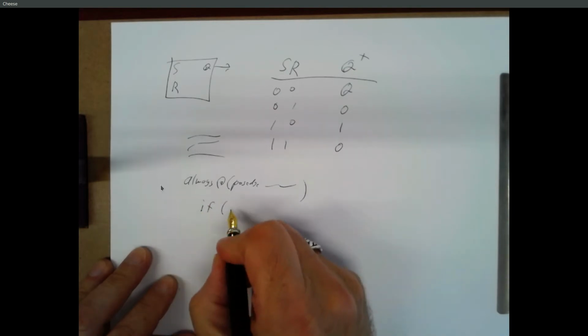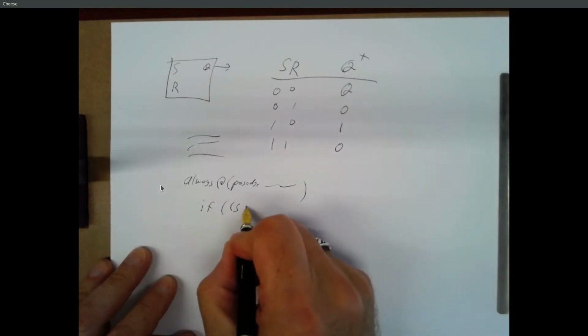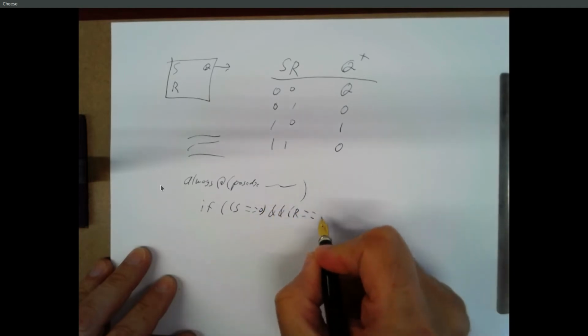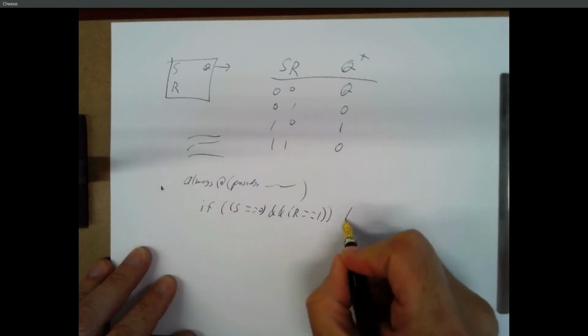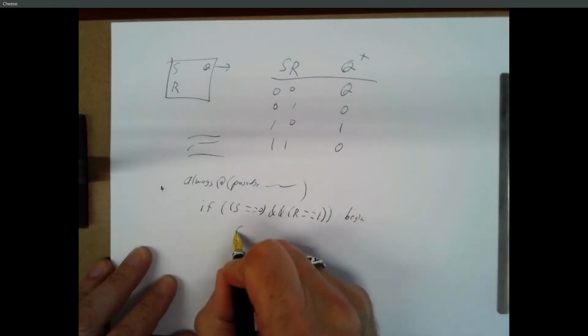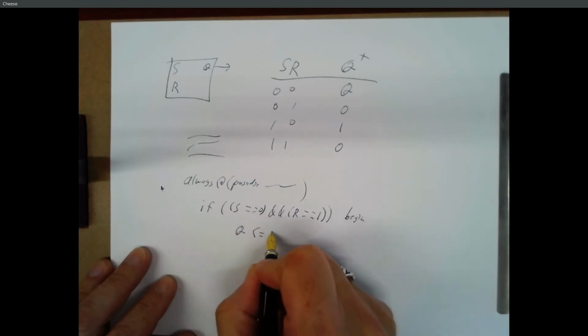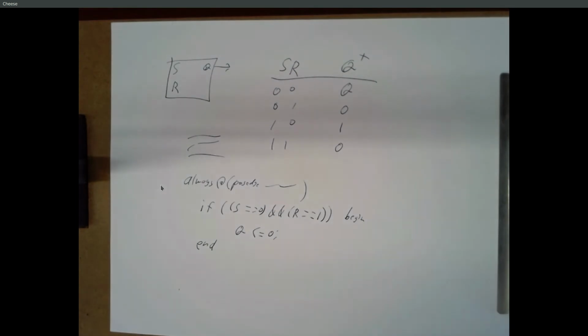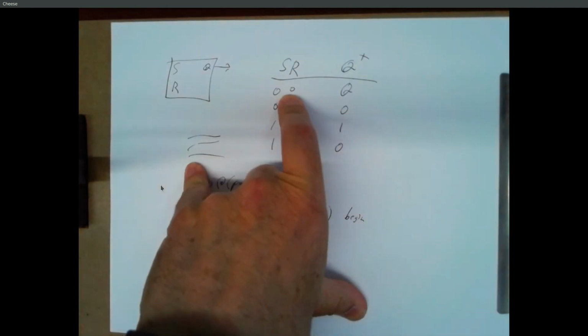you could do this as a bunch of if statements. If S is 0 and R is 1, set Q equal to 0. If S is 1 and R is 0, set Q equal to 1. If S is 1 and R is 1, set Q to 0. And we don't have to say what to do if S is 0 and R is 0, because we're not going to do anything. Q is just going to be the same.